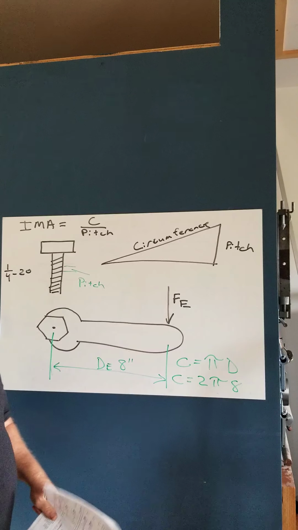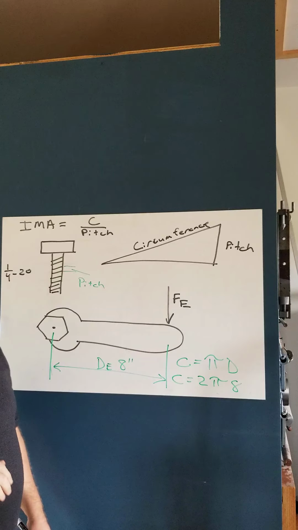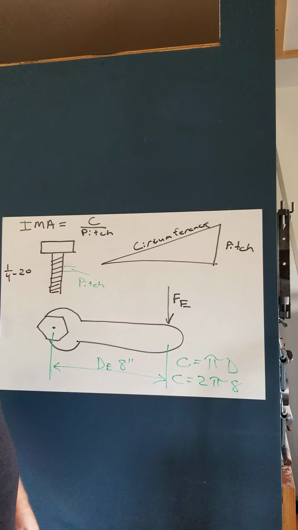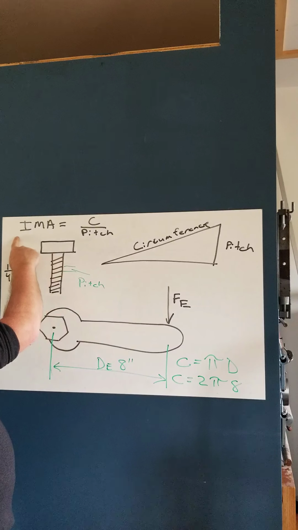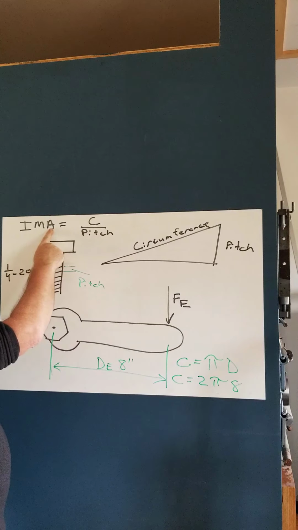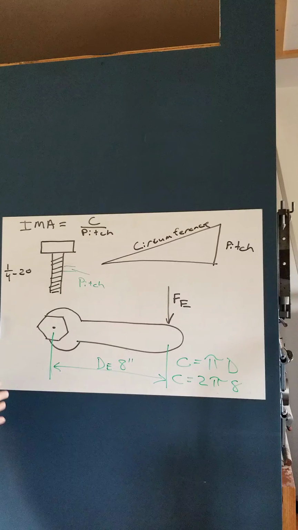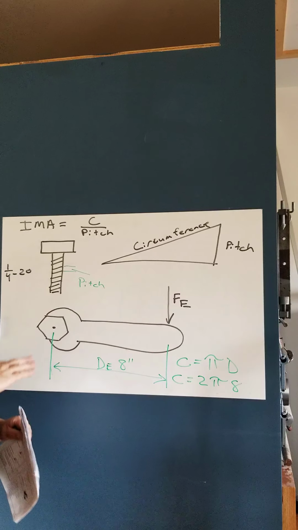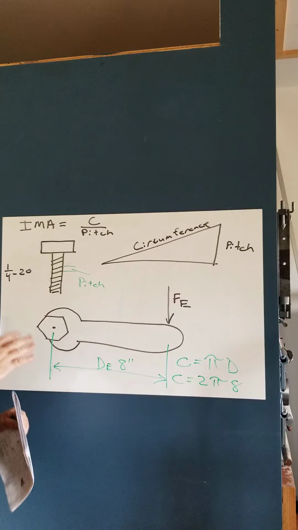What I want to do in this video is talk about how to calculate IMA for a bolt or a screw thread. In the PowerPoint presentation, they give an example of a 1/4-20 bolt, and they describe how to figure this out. It's a little abstract, so I want to unfold all the intricacies of this.